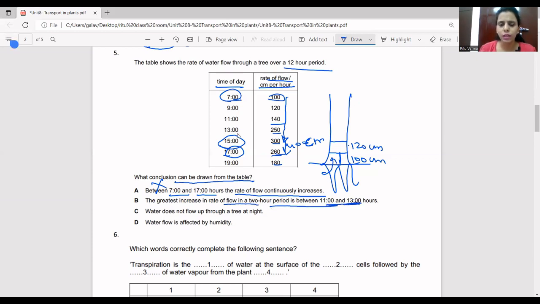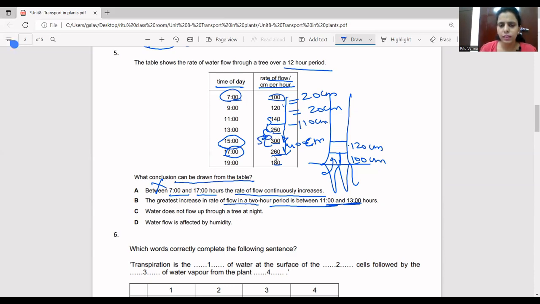That means between 11 to 1. Now if we check between 11 to 1, 250 minus 140 is 110 centimeter. Between 7 and 9, the increase was 20 centimeter. Here also 20 centimeter. Between 11 and 1, it is 110 centimeter. Between 13 and 15, it is 50 centimeter.